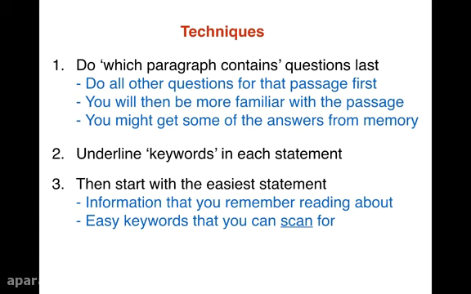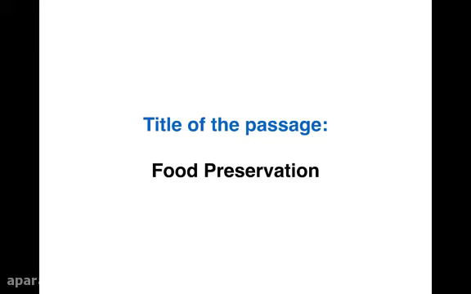The best way to see how these techniques work is by using an example test. If you haven't done so already, print the worksheet attached next to this video and follow it as I teach the rest of this lesson. So the first thing we do when we have an IELTS reading test is read the title of the passage. In this case the title is Food Preservation, and that just gives us a basic idea of the topic.